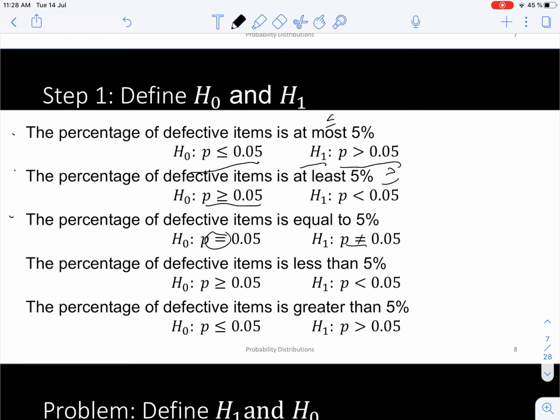The percentage of defective items is less than 5%. So less, the equal sign is not included. Therefore, we cannot use that expression straight into the null hypothesis. So we go to the alternative first, we define p less than 0.05, and then of course the complement, greater equal, will be our null hypothesis. The last example is the percentage of defective items is greater, without the equal sign, than 5%. Same thing, right? We first define the alternative, greater, and then the complement will be less equal.